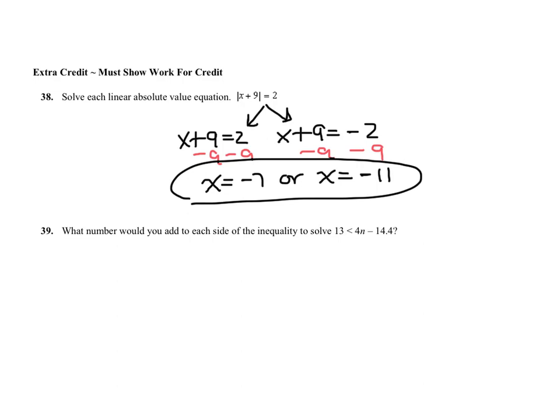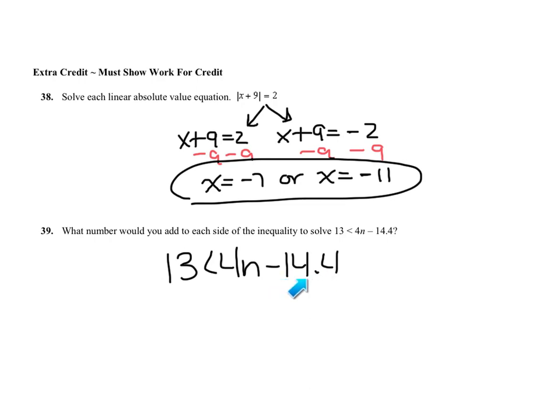All right, this one was just asking what number you would add to each side of the inequality to solve this. So this was just asking how you begin solving this problem. And we've done this a lot today. We do not divide first. We've got to look at this number sitting out all by itself. We're not going to move it. It's already away from the n, so we're going to leave it here.